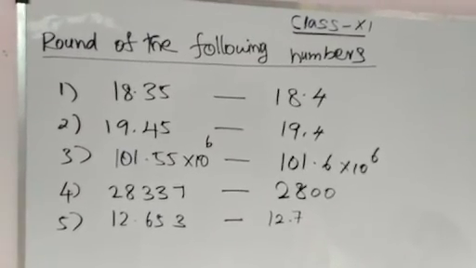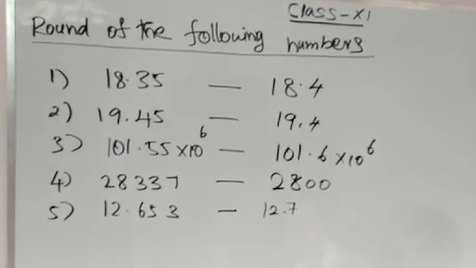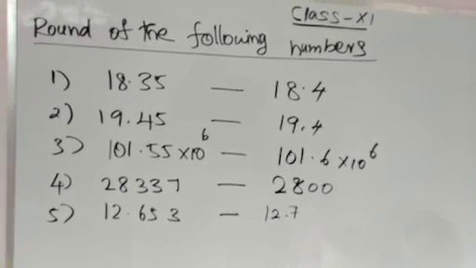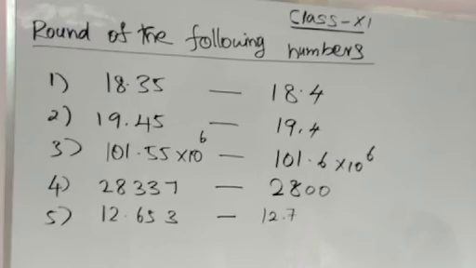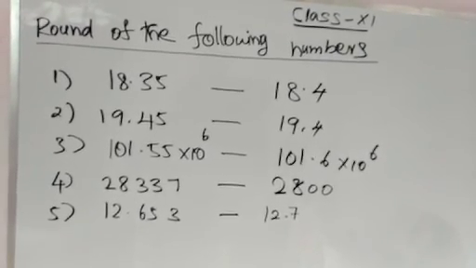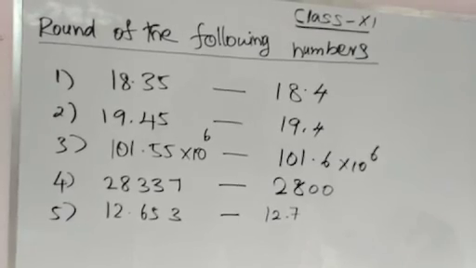Example 2, 19.45. The last number is 5. The number before the 5 is even, so without changing, drop the 5, you should write 19.4 as it is.